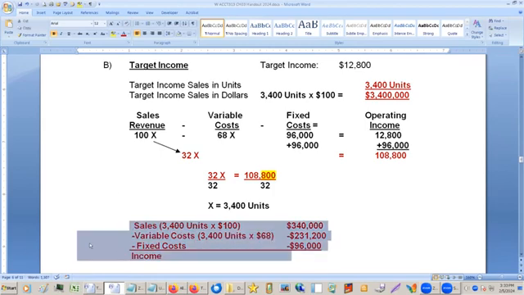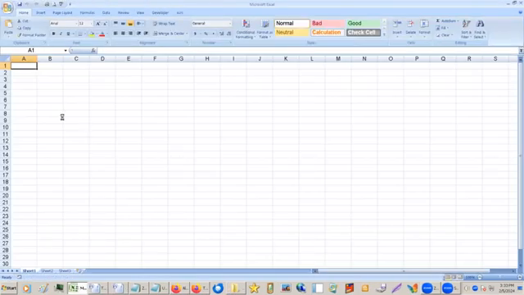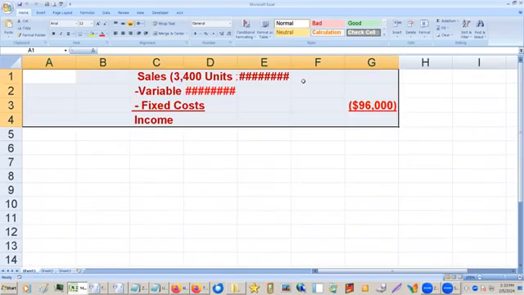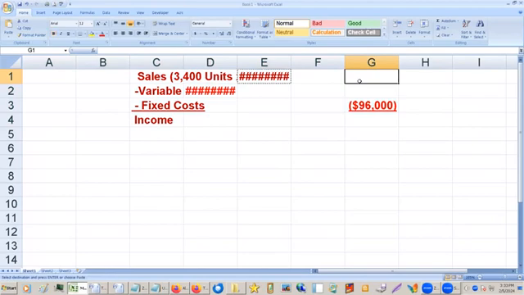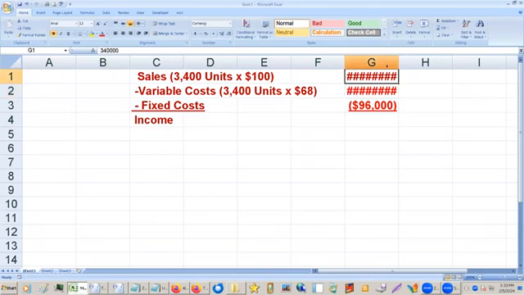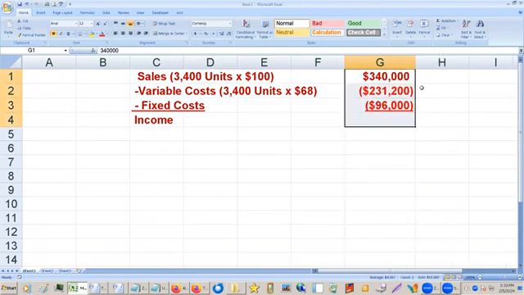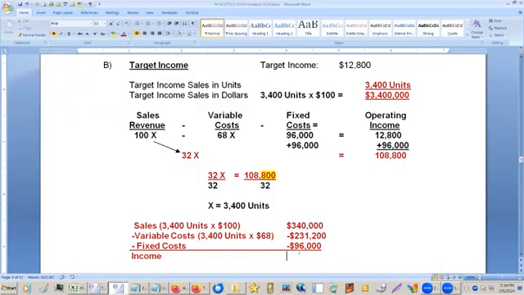Give me 1 second. I keep doing this incorrect. I kept coming up with a crazy number. So that will be our income, as we expected.